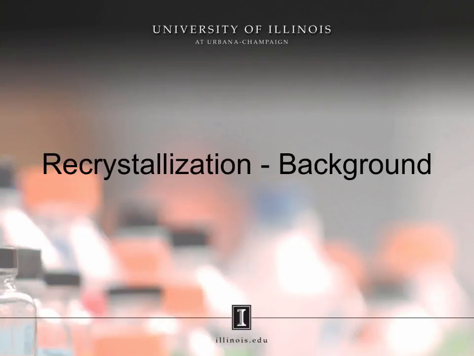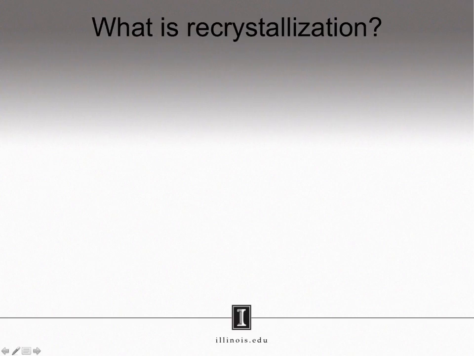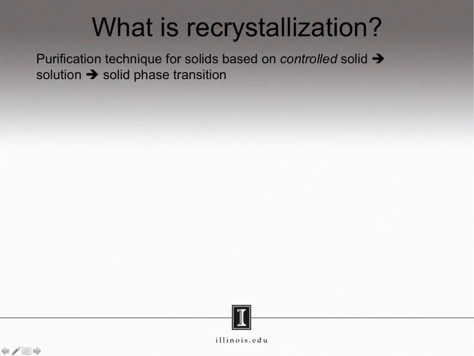Recrystallization, background. In this webcast, we will discuss what recrystallization is and how we utilize the solubility of a compound to perform a recrystallization. What is recrystallization? Recrystallization is a purification technique for solids that is based on controlled solid to solid phase transitions. In other words, you take a solid, you dissolve it in some solvent, and then after being dissolved, the compound returns to being a solid, hopefully in more pure form.